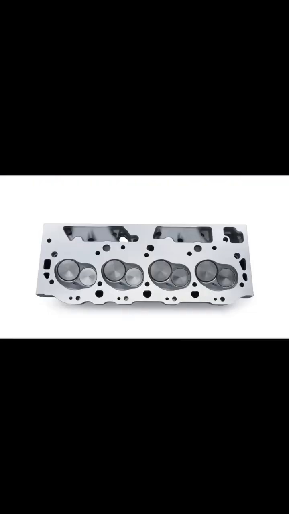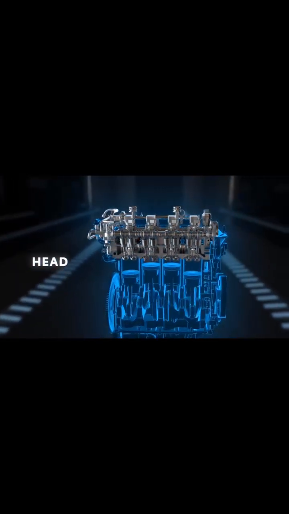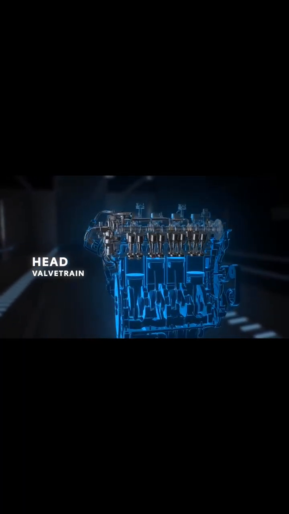Internally, the cylinder head contains coolant passages to help dissipate heat and oil passages for lubricating moving parts. It also supports the entire valve train mechanism, including components like the camshaft in overhead cam engines, valve springs, lifters, and valve guides, all of which work together to open and close the valves with precise timing.